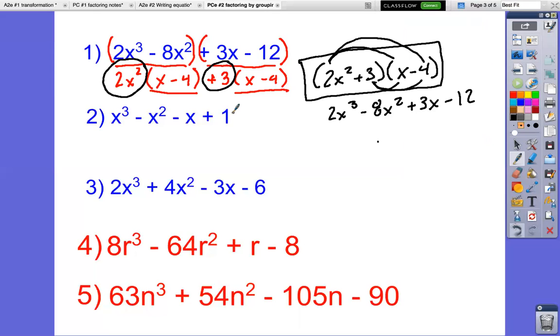So let's look at something a little bit more difficult, like number 2. Again, I'm going to group these two terms together, and I'm going to group these two terms together. What is my greatest common factor with x cubed and x squared? X squared. Good. It's just x squared. So I have to pull that out, and I'm left with x minus 1.